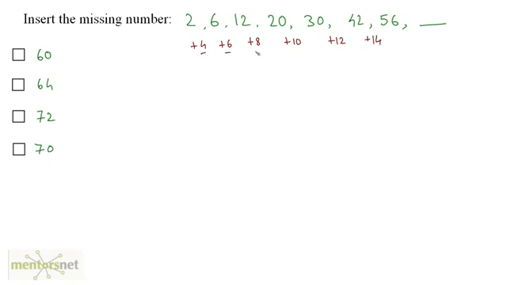See, there is a pattern getting followed, right? So 4, 6, 8, 10, 12, 14, and then the next number should be 16, isn't it? So 56 plus 16 is 72, isn't it? So option C is the correct answer.